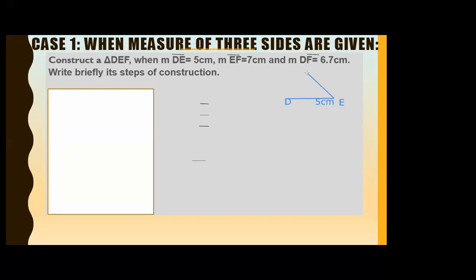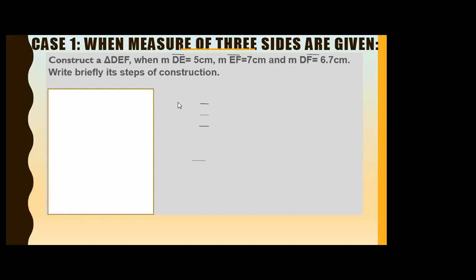It can be drawn over here. We get EF of 7 centimeter, and DF is given. How can we draw here? EF is given 7 and DF is given of 6.7 centimeter. So DF is equal to 6.7 and EF is equal to 7 centimeter, right? That means it's possible to draw a triangle. Let's start making a proper diagram together.